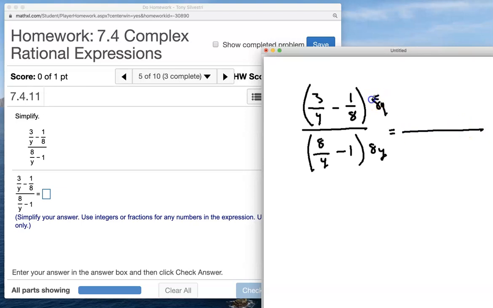Now circle and point. Circle, point, boom. Y's cancel. Y divides into y, cancels, leaves you with 8. That 8 meets up with the 3 to give you 24. Copy the minus. Circle and point this. The 8's cancel. What survives is the y. That multiplies the 1, and that'll be 1 times y, which is a straight y.